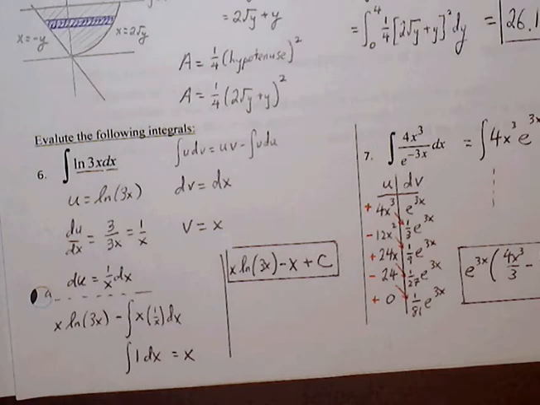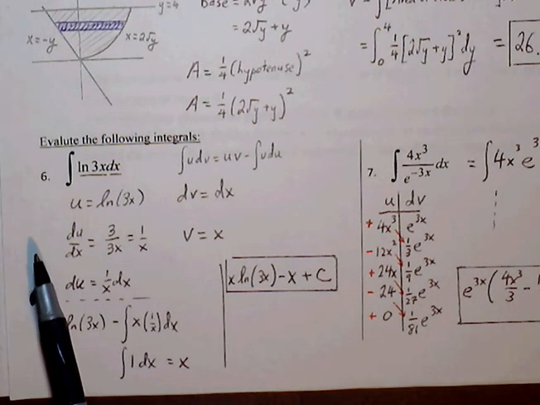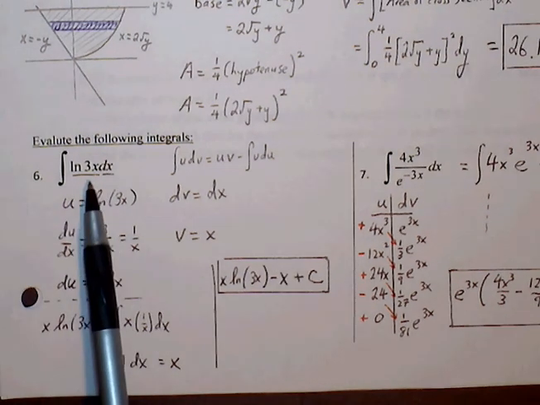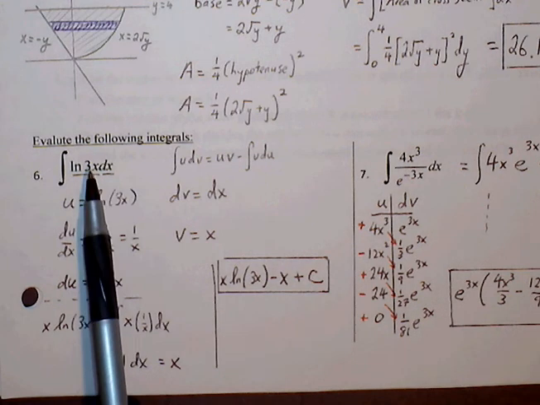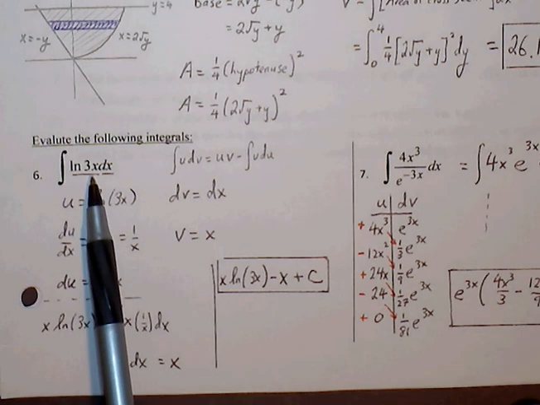So if you look at number 6, we have the integral of natural log of 3x dx. We can't go through u substitution because we don't have an integral rule for natural log. So we look at integration by parts.